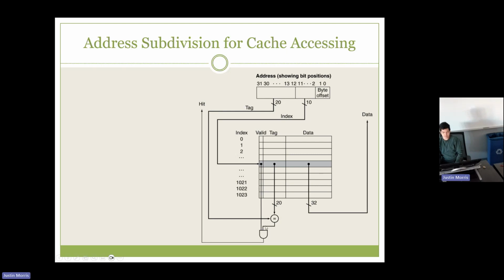If the tag doesn't match or valid is 0, we have a miss. Either one of those things. So you see how we figured out the breakdown of our addresses: how many bits for tag, how many bits for index, how many bits for offset. And this is what the hardware looks like for a cache. This is direct mapped. Okay. Are we all comfortable with this picture? If I ask you to draw this, you can draw this.